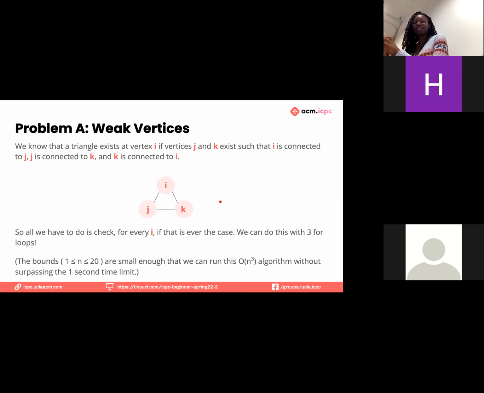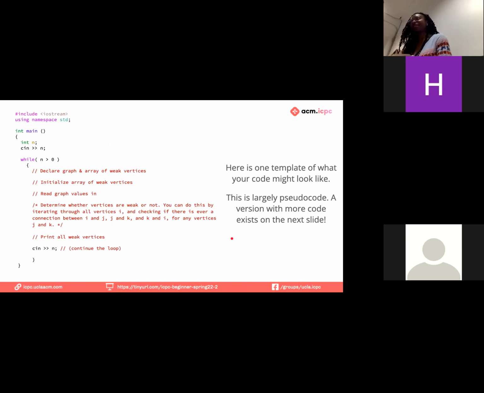So all we have to do is check this for every I that ever happens, which is a pretty bad algorithm, but the bounds are so small that we can run it. The bounds are that n is between 1 and 20, inclusive, so we can run this algorithm without passing the time limit. Ideally, the purpose of this problem is to give you your first chance at implementing a graph.